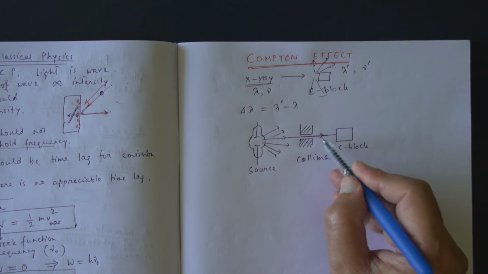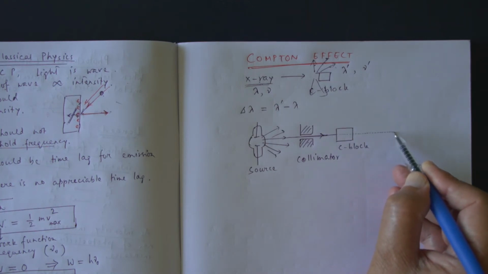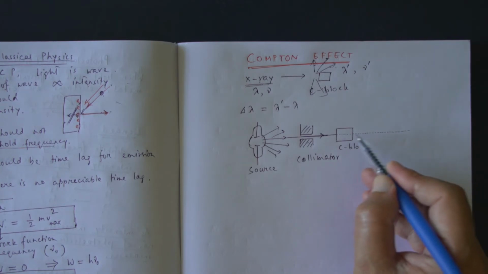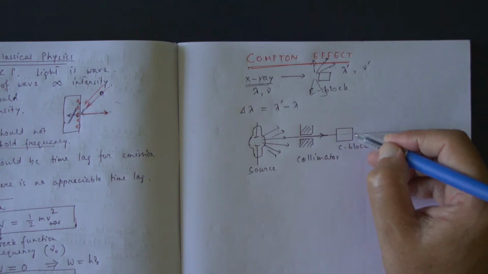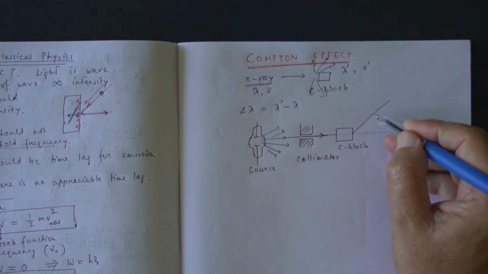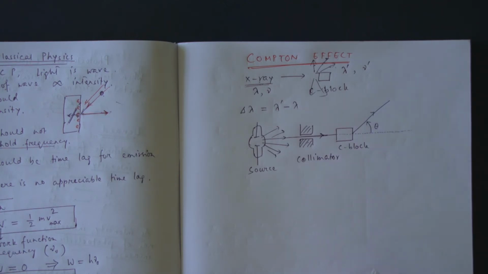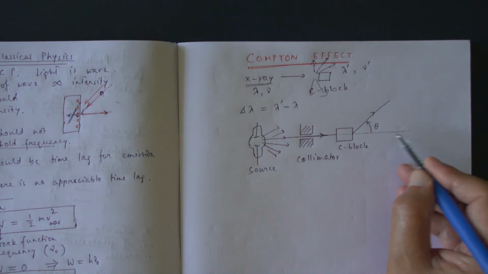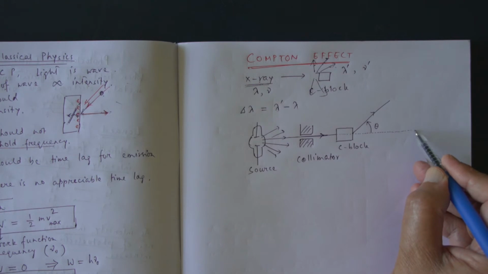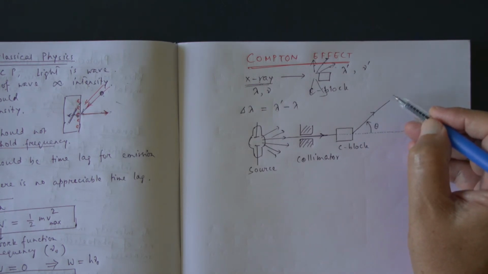If the X-ray is not scattered, then it will follow this path. But scattering will be there. Say this is the angle at which X-ray is scattered. This is the unscattered X-ray, and this is the scattered X-ray.